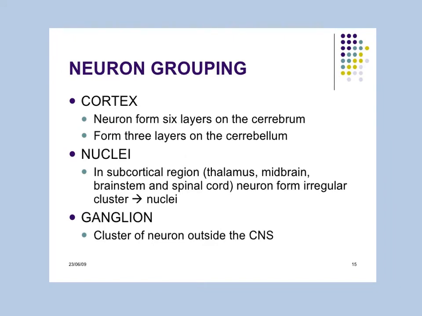Neurons are grouped into the cortex, which is a six-layer structure in the cerebrum and a three-layer structure in the cerebellum, and the nuclei in the subcortical regions, that is, the thalamus, midbrain, brainstem, and the spinal cord. The neurons form irregular clusters in these areas. The ganglion is a term used for a collection of neuronal cell bodies present outside the central nervous system. So they are called ganglia.